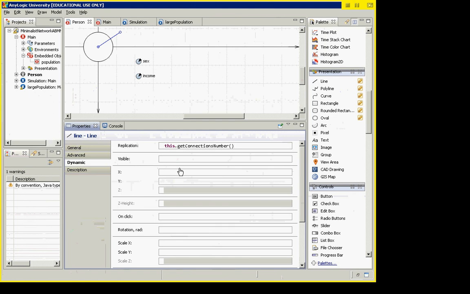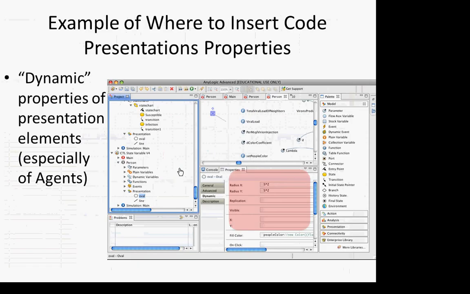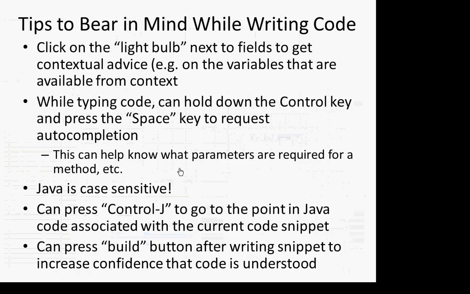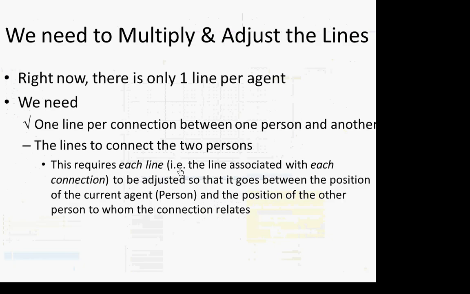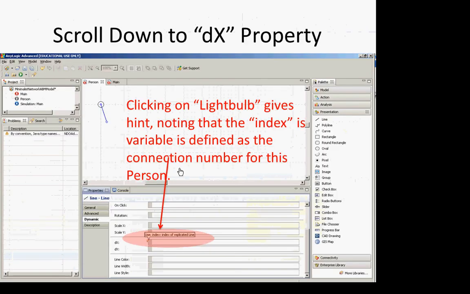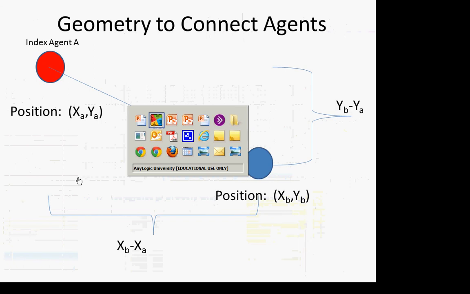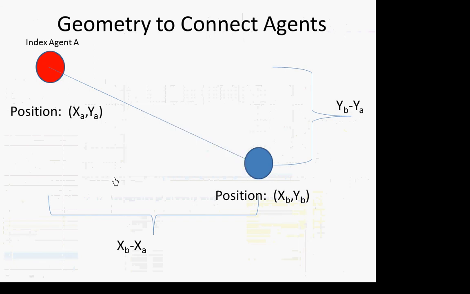Yeah, it has to connect to the other. Now, the key reflection here is that if we're at one point and the agent we're connected to is at another point, and folks who are remote, I'm looking at a slide right now called Geometry to Connect Agents. It's in the slides I just sent you. It shows a diagram with two agents in it: index agent A and another agent B.